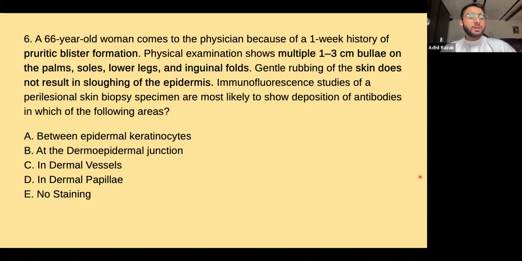All right, next question. We have a 66-year-old woman who comes to the physician because of a 1 week history of pruritic blister formation. The physical exam shows multiple 1 to 3 centimeter bullae on the palms, soles, lower legs, and inguinal folds. This is crucial: gentle rubbing of the skin does not result in sloughing of the epidermis. Immunofluorescence studies of the perilesional skin biopsy are most likely to show deposition of antibodies in which of the following areas? Would anyone like to answer?